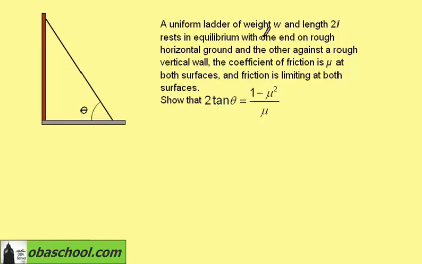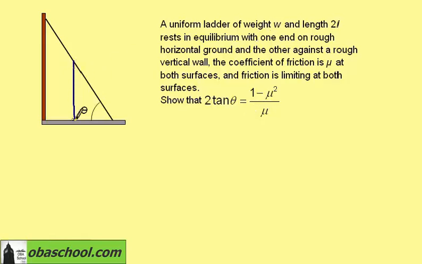A uniform ladder of weight W and length 2L rests in equilibrium with one end on rough horizontal ground and the other against a rough vertical wall. The coefficient of friction is mu at both surfaces, and friction is limiting at both surfaces. We want to show that 2 tan theta is equal to (1 minus mu squared) divided by mu.